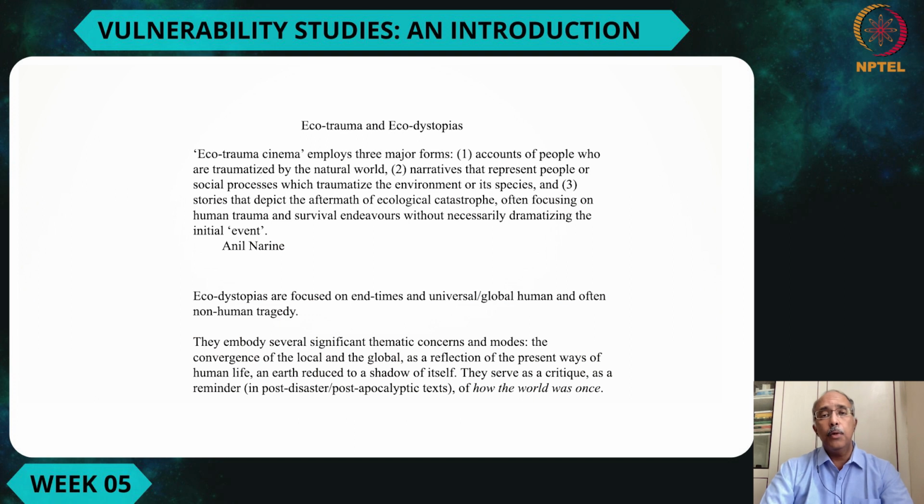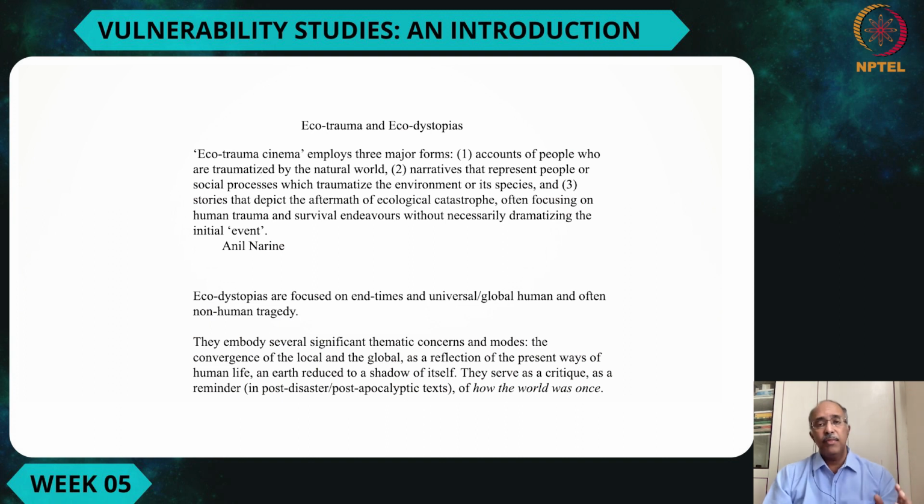This is a typical eco-trauma or eco-dystopian text that you have seen in screen or in print. And Anil Narayan, in his work on eco-trauma cinema, offers us a very pithy, very useful summary of what eco-trauma cinema as a genre is. And he argues that eco-trauma cinema has three major forms: accounts of people who are traumatized by the natural world, narratives that represent people or social processes which traumatize the environment or its inhabitant species, and finally, stories that depict the aftermath of ecological catastrophe, often focusing on the human trauma and survival endeavors without necessarily dramatizing the initial event.